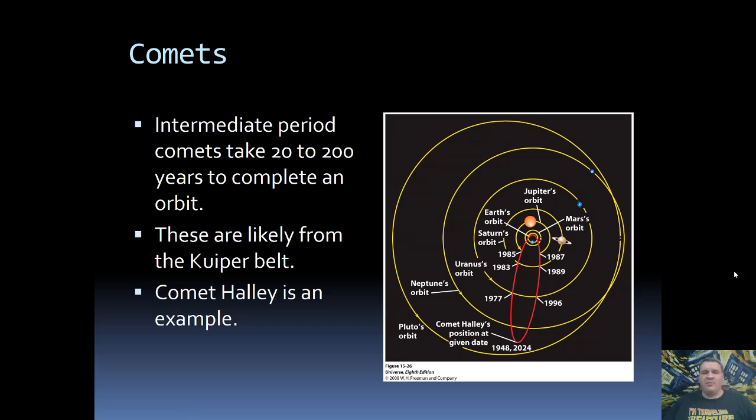Our second group are the intermediate period comets. These are comets with orbits between 20 and 200 years. Based on how long it is that these comets take to orbit, they must go out to around the Kuiper belt, so just beyond the orbit of Neptune. A great example of one of these is Halley's Comet, which has an orbital period of about 76 years. The last time it was in the inner solar system was in 1984, so it's going to still be a little while before it comes back.